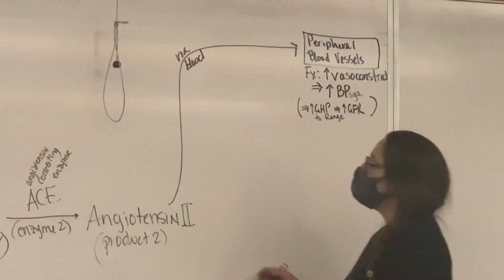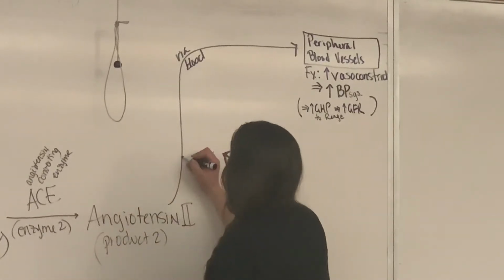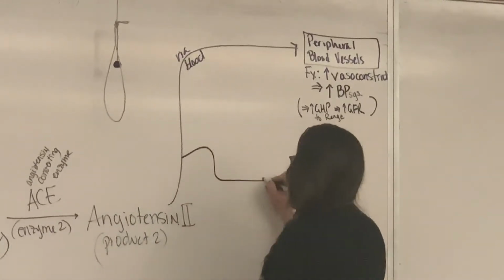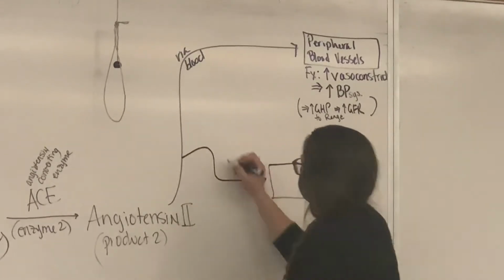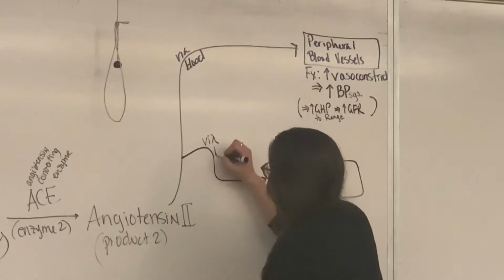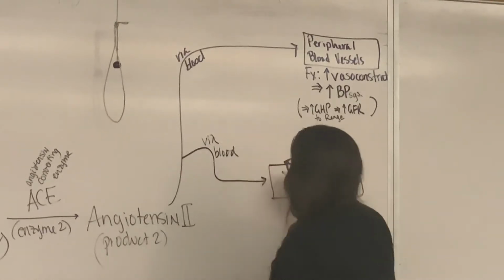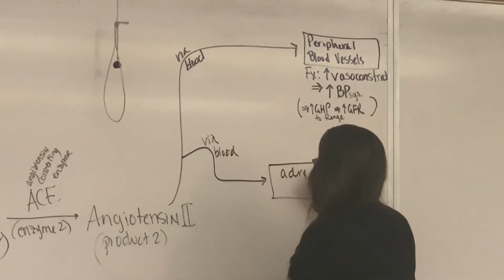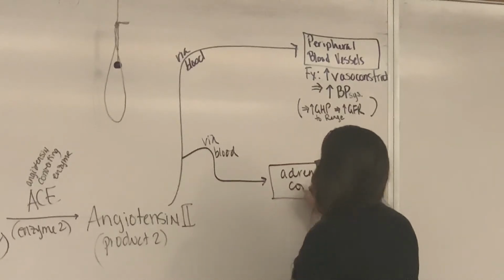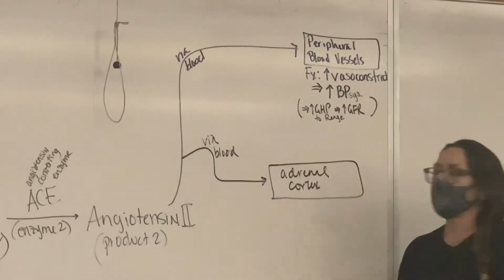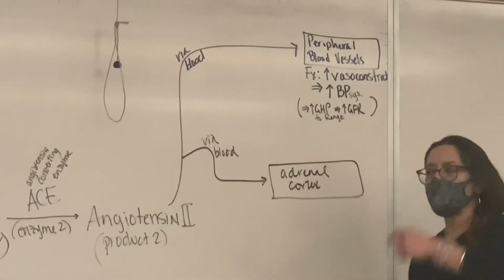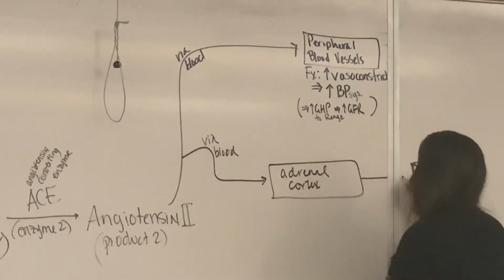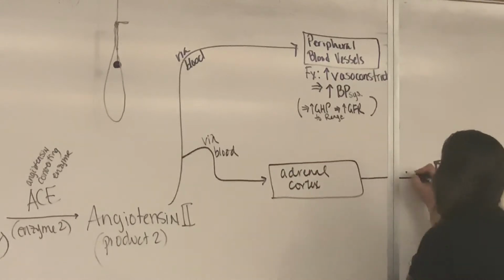Okay. Now, another thing that angiotensin II will do is it will go to the adrenal cortex. So again, it travels through the blood, and it will go to the adrenal cortex. And at the adrenal cortex, angiotensin II will tell the adrenal cortex to make and release aldosterone.